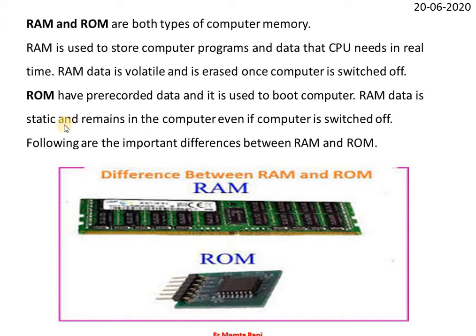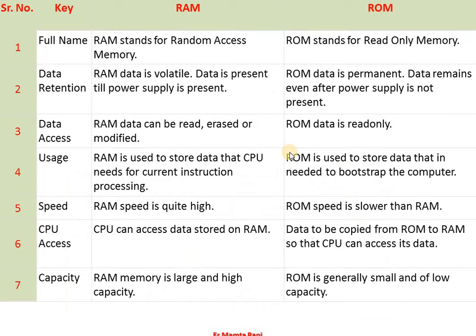RAM data is static and remains in the computer even if the computer is switched off. ROM data, not RAM. Following are the important differences. So see here. RAM is volatile, present till the power supply is present, whereas ROM is permanent, remains after the power supply is not present.